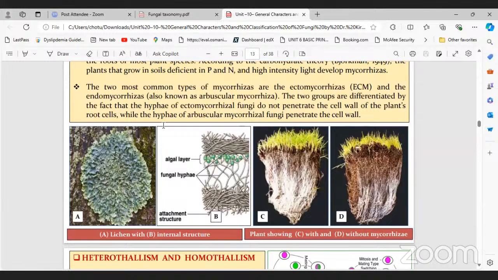See, you can observe lichens, this is one lichen. And this part is the internal structure of the lichen. See, this green colored layer is there, no? That green layer is called the algal layer. And the down part is the hyphae. Both are attachment structures. This is called the lichen. You can observe internal like this, external like this. Okay, next one, plant showing with and without mycorrhiza. With mycorrhiza, this one. This one is without mycorrhizae.